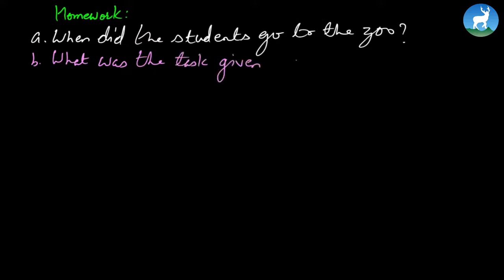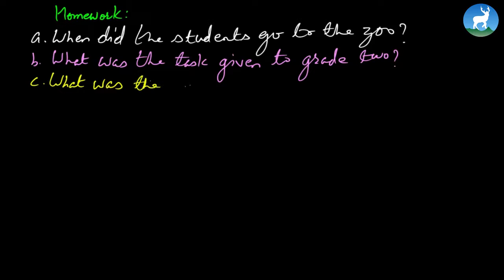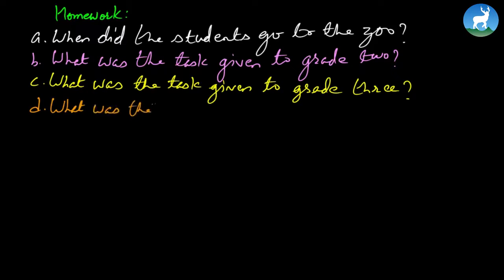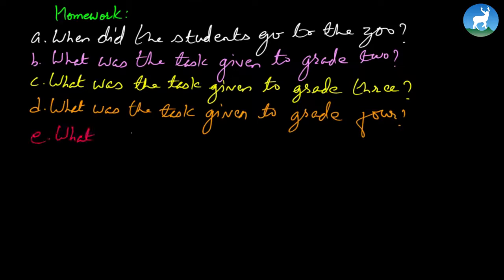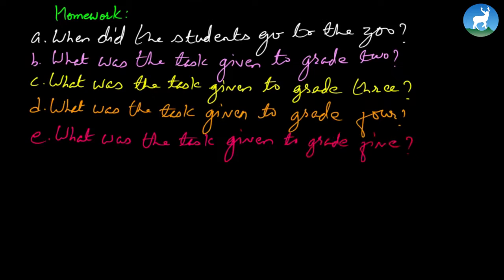Okay, so I'm going to give you this as homework now, these few questions. All right, these are your homework. A, remember the answers lie right in the passage. When did the students go to the zoo? Number B, what was the task given to grade 2? Number C, what was the task given to grade 3? Number D, what was the task given to grade 4? Number E, what was the task given to grade 5?